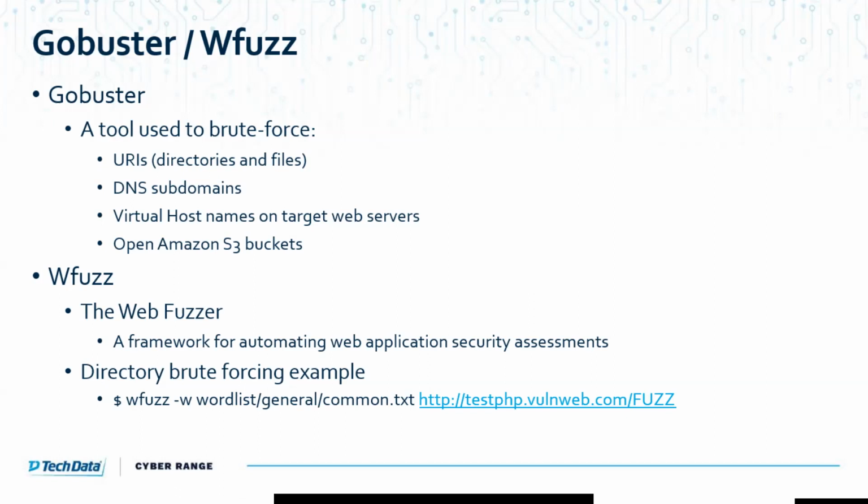So GoBuster can do subdomain enumeration. It can look for virtual names on target web servers. It can also be used against open Amazon S3 buckets. Again, directories and files, those URIs, it can be used as a brute forcer for. So if you use GoBuster in conjunction with SecLists, you can find maybe some hidden paths, or some aspects of a web application that haven't been indexed by a search engine like Google.